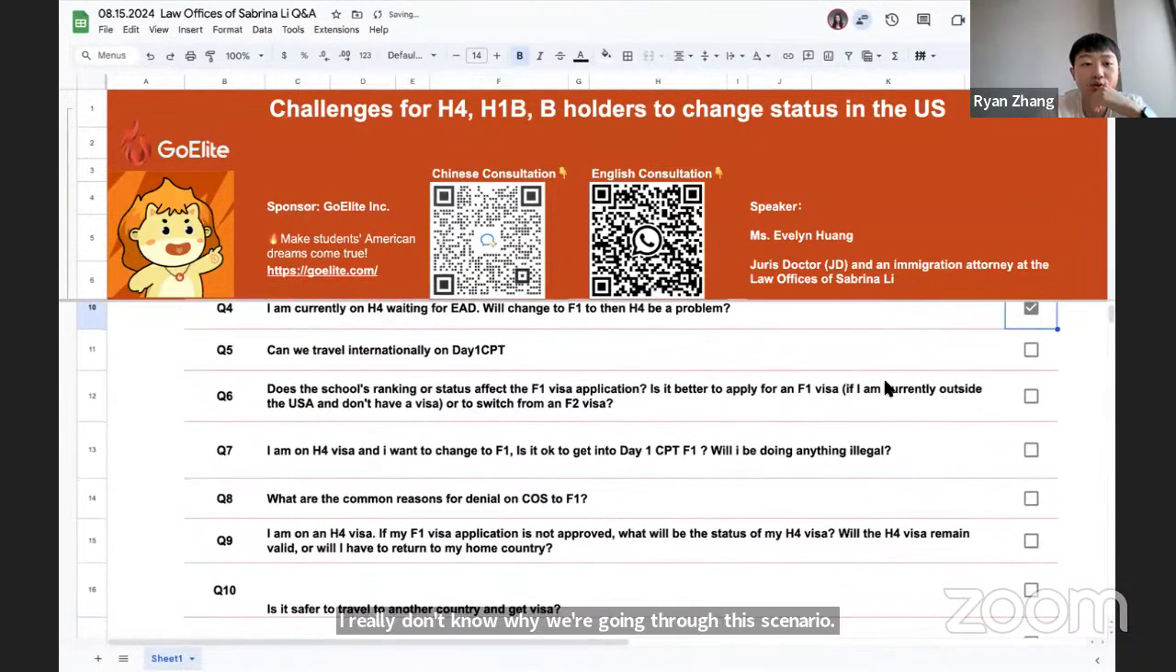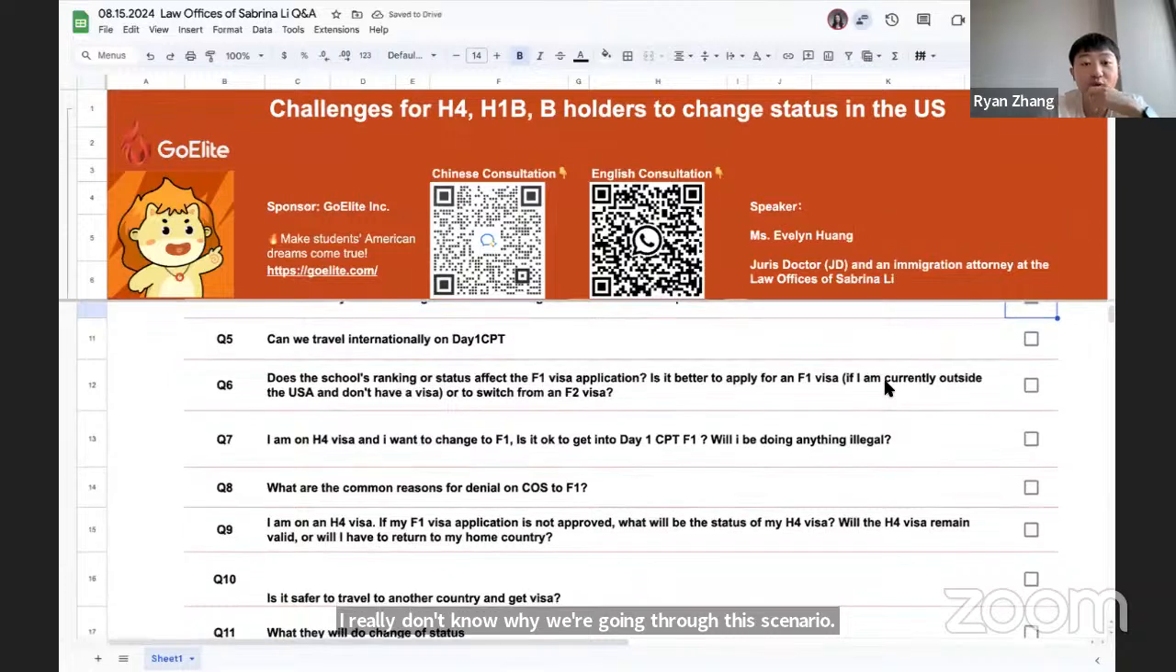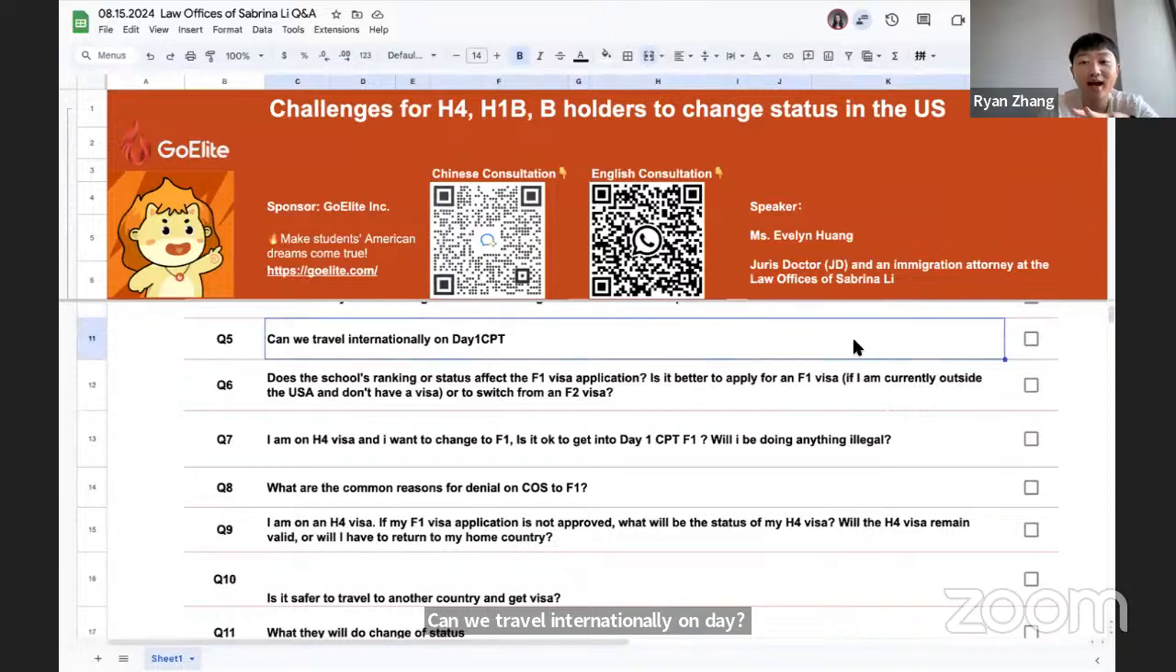Let's go to the next question. So, can we travel internationally on day one CPT? I think we get asked about this a lot, and day one CPT is under F1, but from a change of status background, for example, if somebody changed their status and travels internationally, could they do that? What are the tips? Yes, you could.